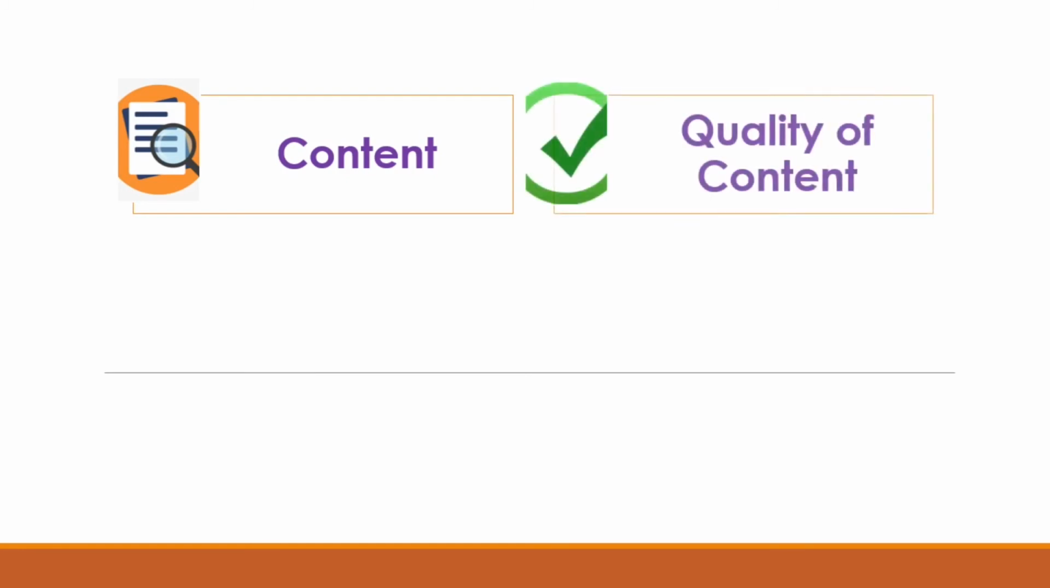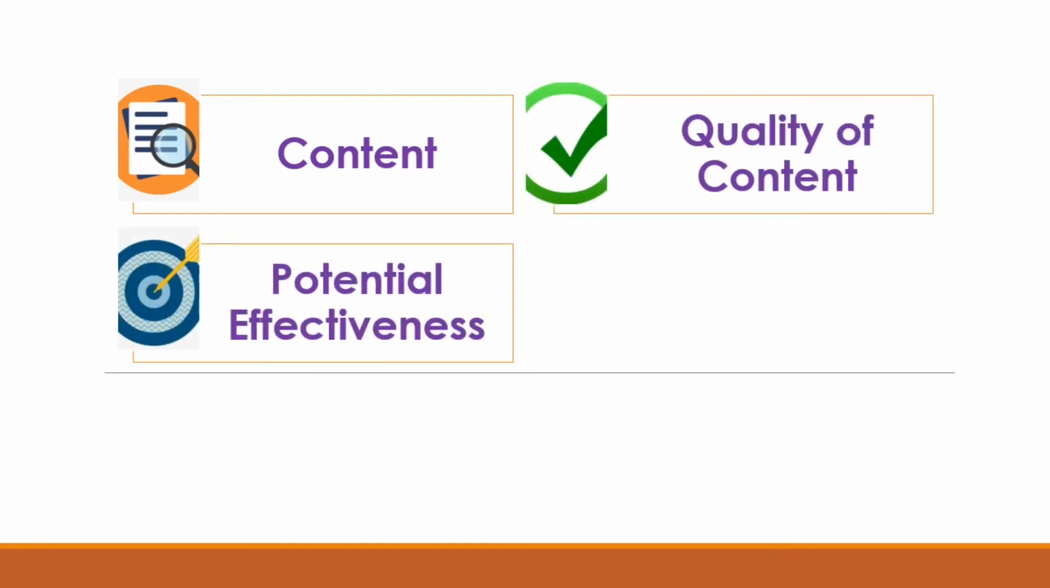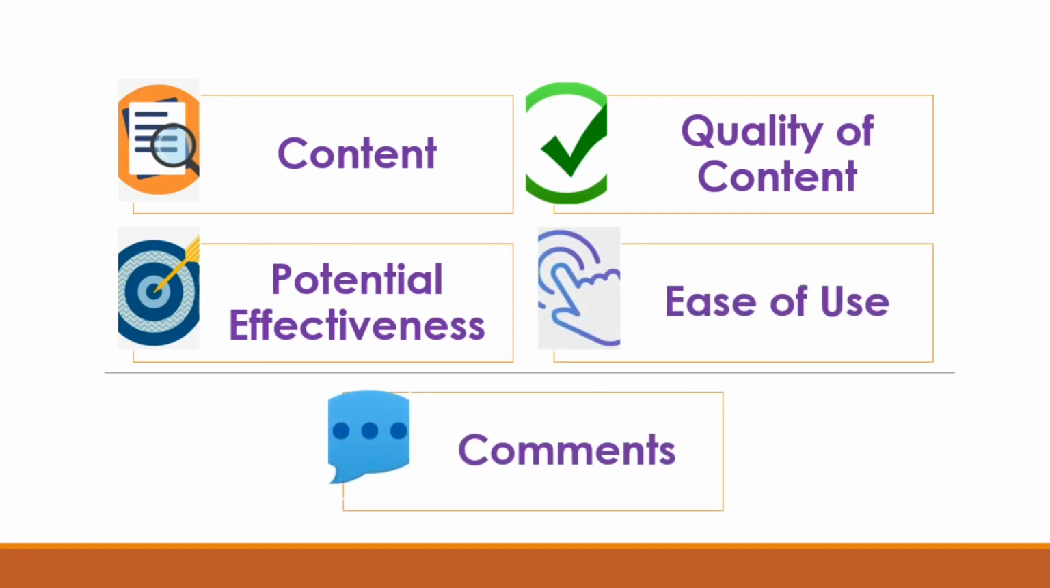So for the criteria and format that you can use in adapting, analyzing, and constructing teaching materials, this will be further discussed by the other presenters from our group. So again, we have 5 categories, and these are the following. We have the content, quality of content, potential effectiveness, ease of use, and comments.